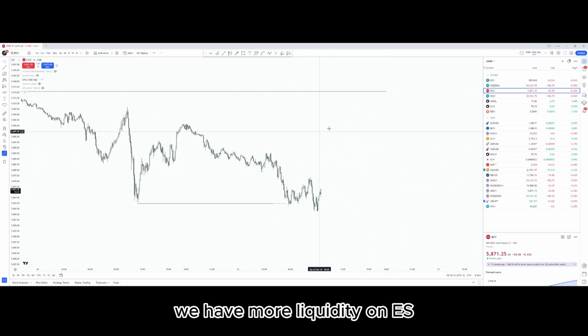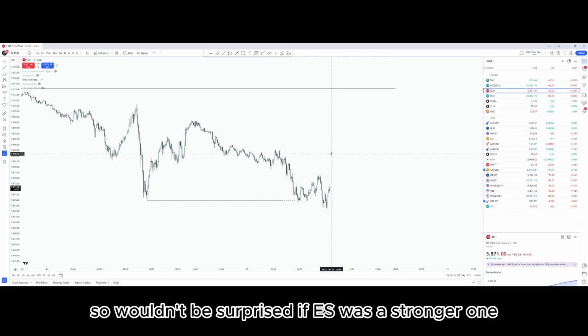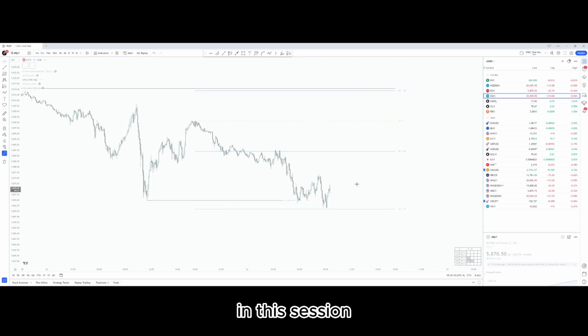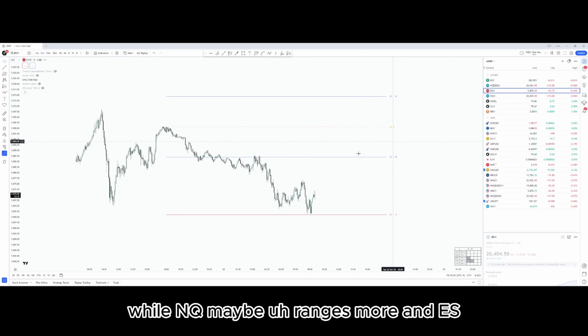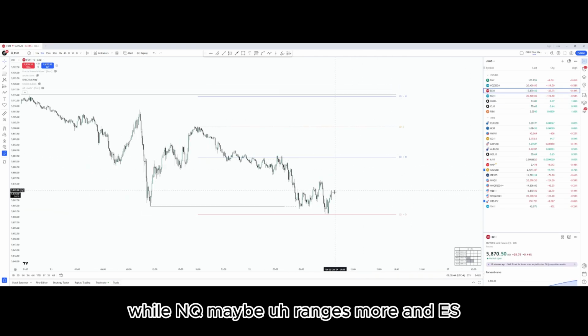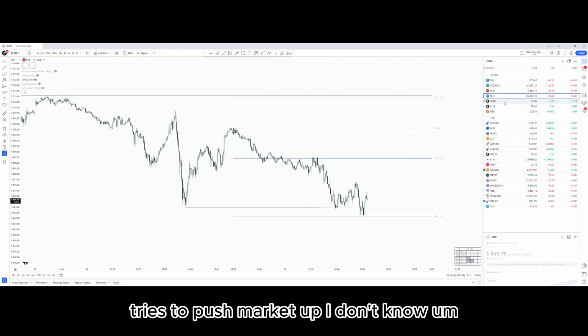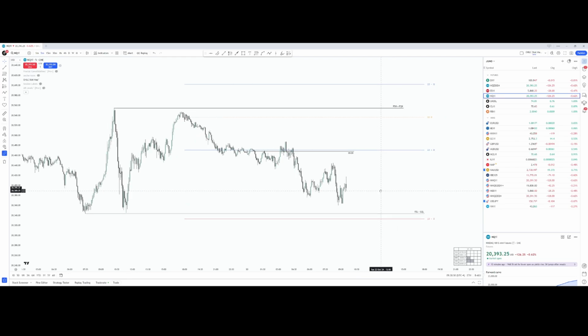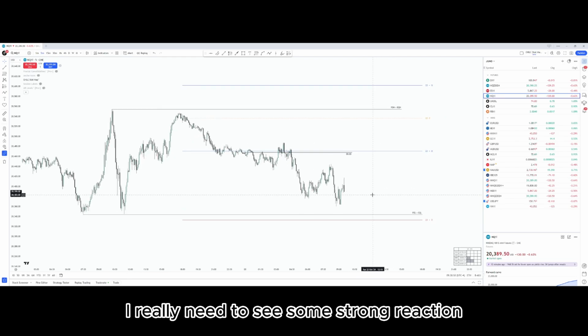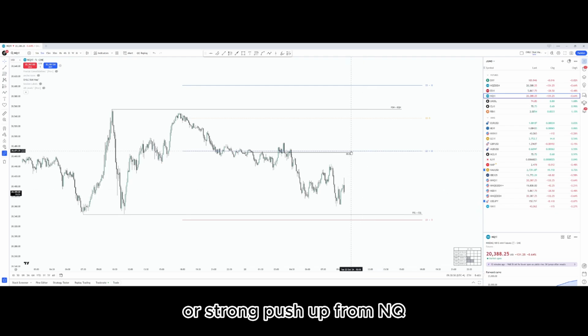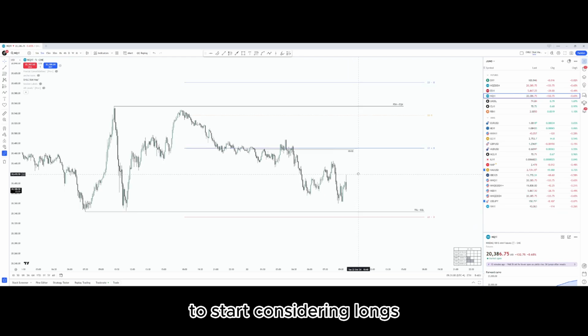We have more liquidity on ES, so I wouldn't be surprised if ES was a stronger one this session, while NQ maybe ranges more and ES tries to push market up. I don't know. I really need to see some strong reaction or strong push up from NQ to start considering longs.